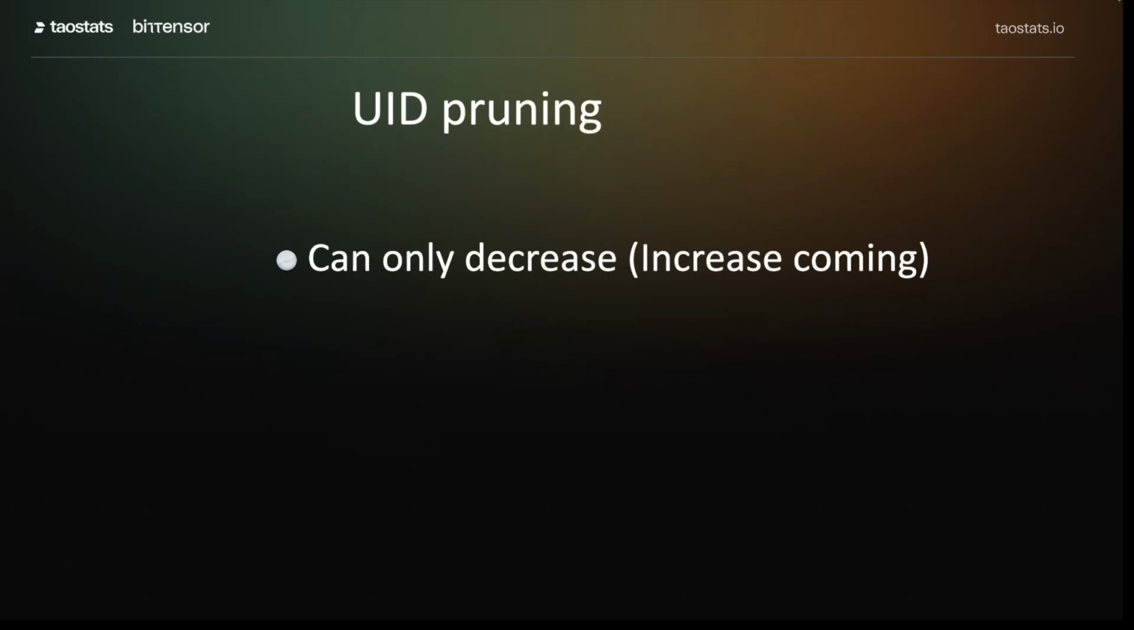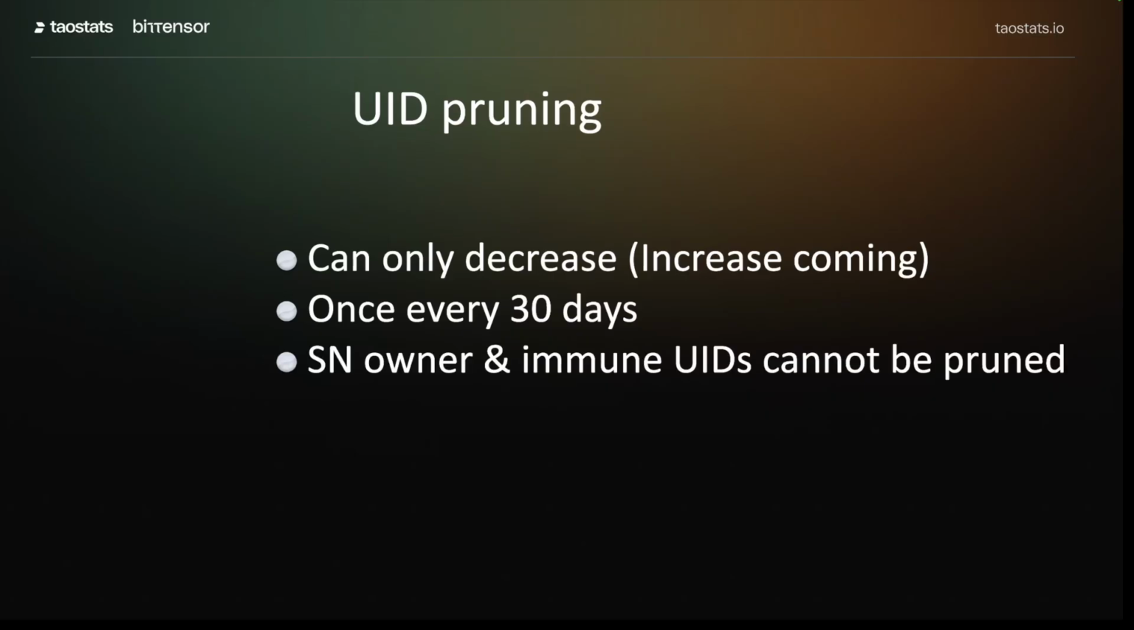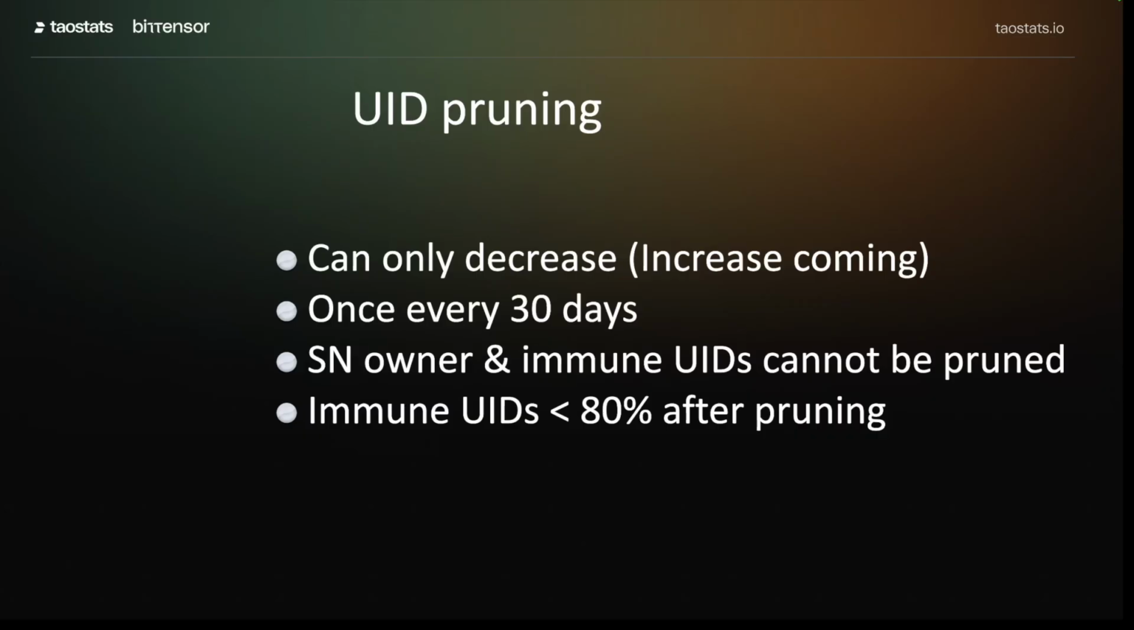Step 1, we can only reduce the number of UIDs. There is a plan to increase in the future, but right now we're only in decrease. It can only happen once every 30 days. So if a subnet owner says, ooh, 128, and then they realize they want to go to 64, they've got to wait a month. The subnet owner's UIDs and immune UIDs cannot be pruned. And once you've done the pruning, the number of UIDs that are immune has to be under 80%. Otherwise, this pruning will fail.